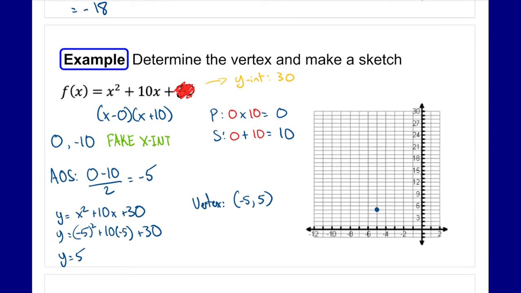If I wanted to, I can plot my y-intercept, which I know. I can then plot that same value using symmetry on the other side. And then roughly sketch or connect my points to form a parabola.